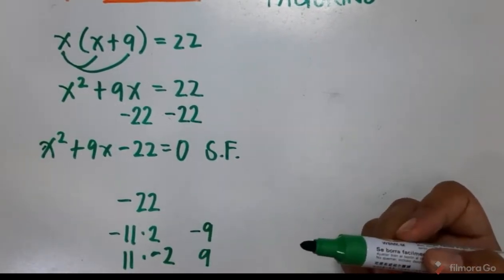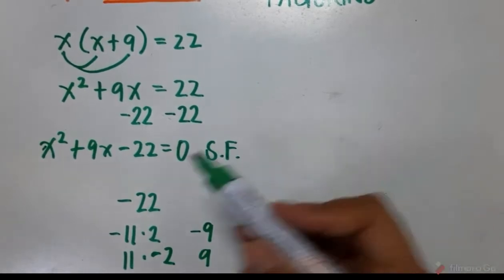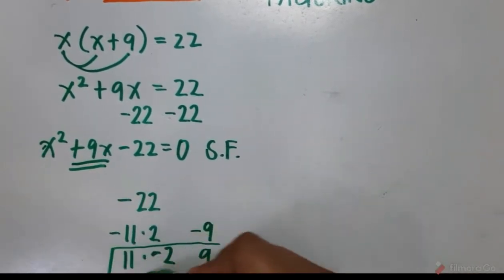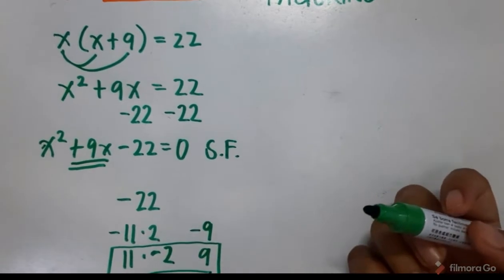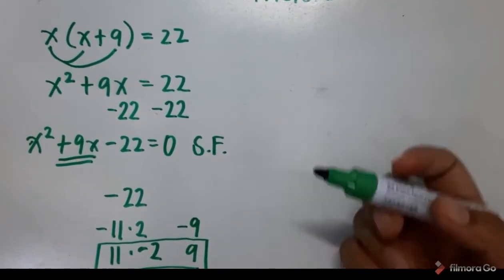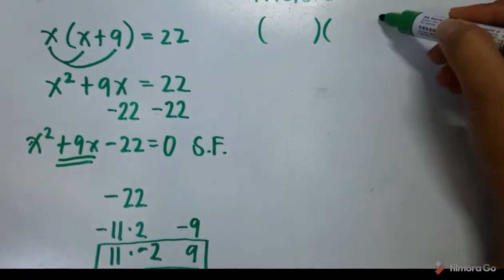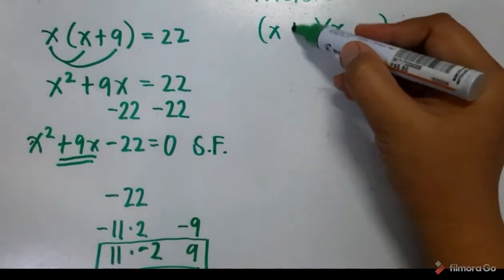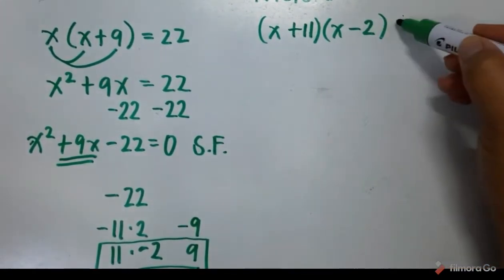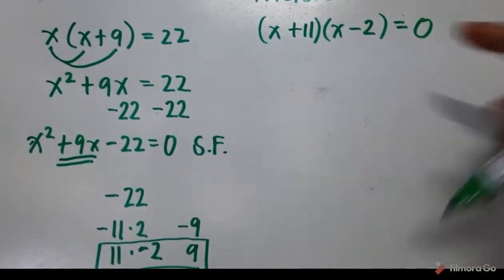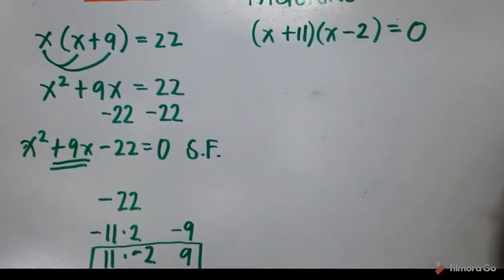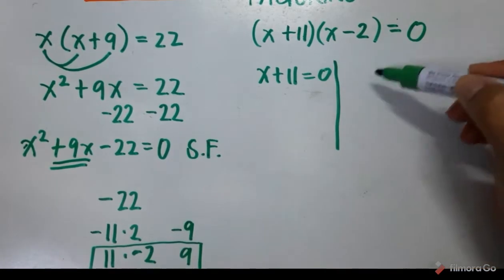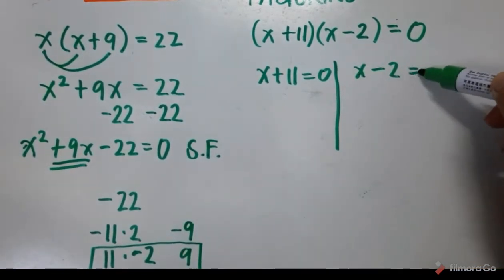Now, let us check the second term of our equation. The second term of our equation is positive 9. Therefore, we will use positive 11 and negative 2 as factors of this given equation. So, let us write it as factors: x and x, then positive 11 and negative 2, is equal to 0. Here are now the factors of the given quadratic equation. Then we will solve. x plus 11 is equal to 0 and x minus 2 is equal to 0.